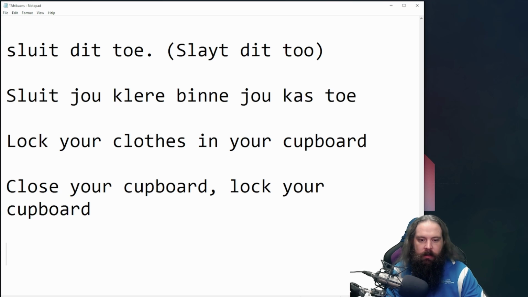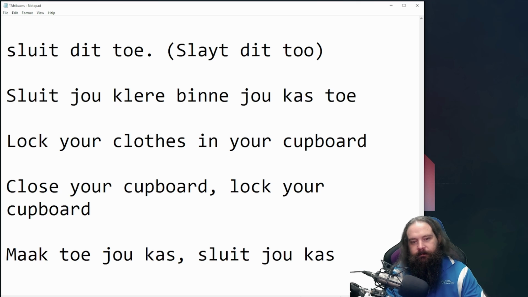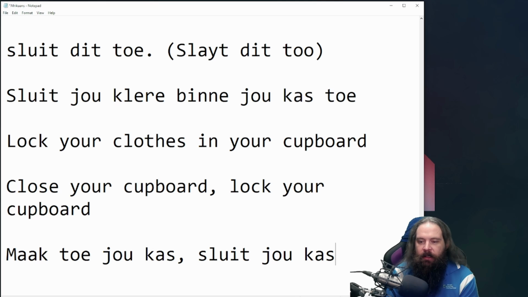You say maak toe jou kas, or sluit jou kas. Right? That is the very, very loose definition of it. Sluit jou kas or close your kas. Maak toe jou kas, sluit jou kas. So that is the difference between these things, between locked and closed in Afrikaans.